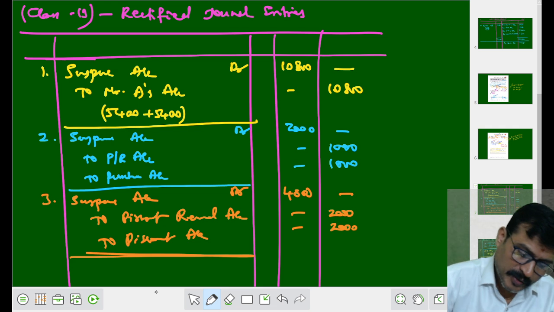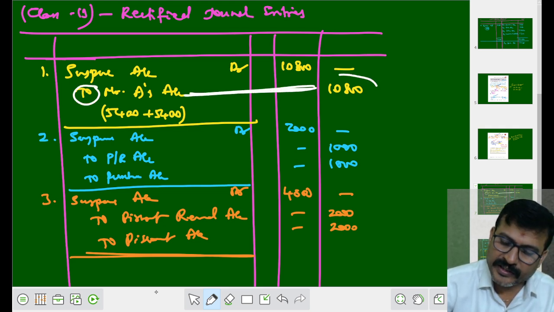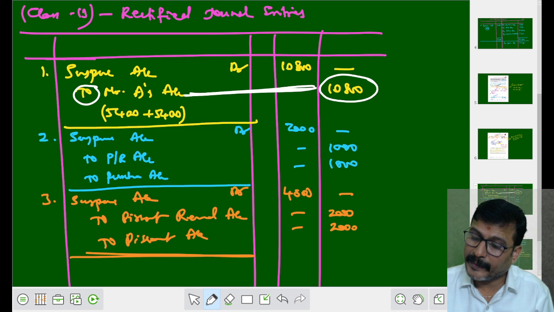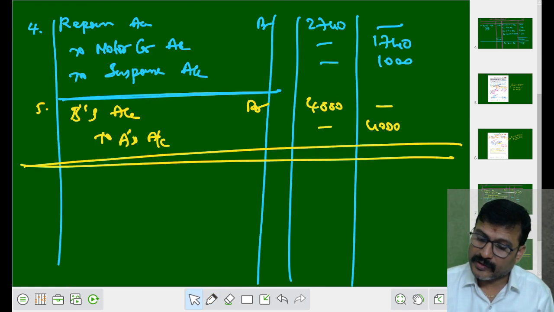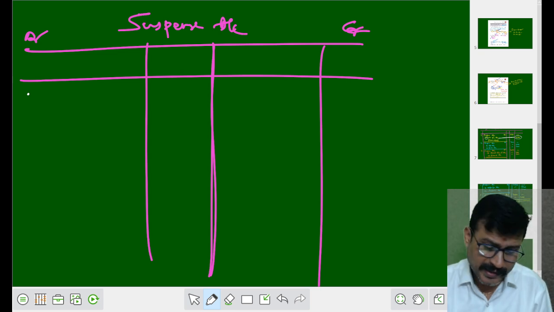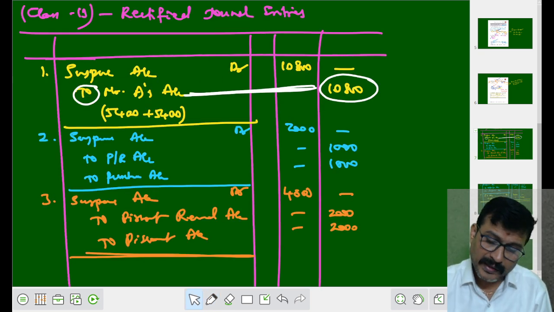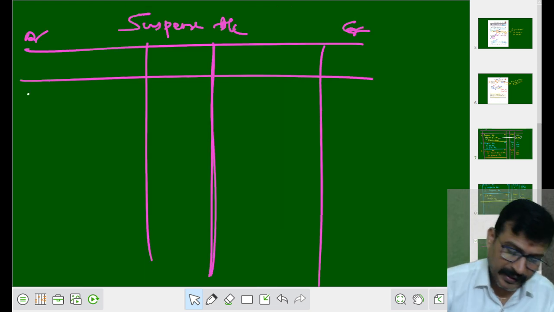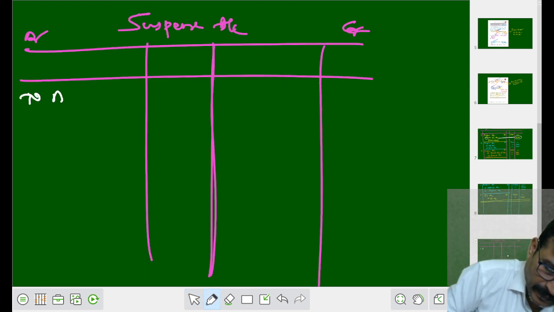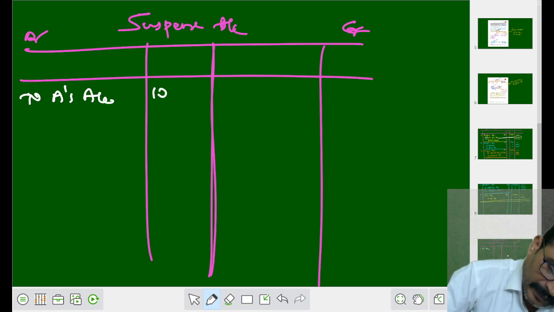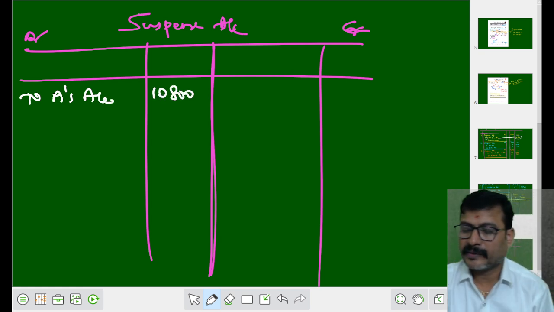See here. Suspense account debit to A. A is in the credit of journal. A is in what side? Credit of journal, so he comes where? He comes to the debit side of the ledger. Am I right? So here we have to write what actually the entry is. A is in the credit side of journal, so he goes to the debit side of ledger, to A's account with an amount of 10,800.